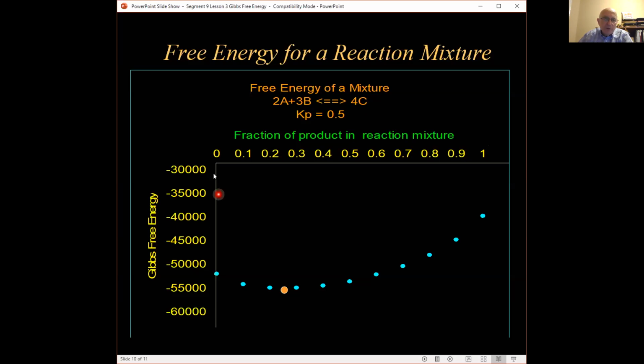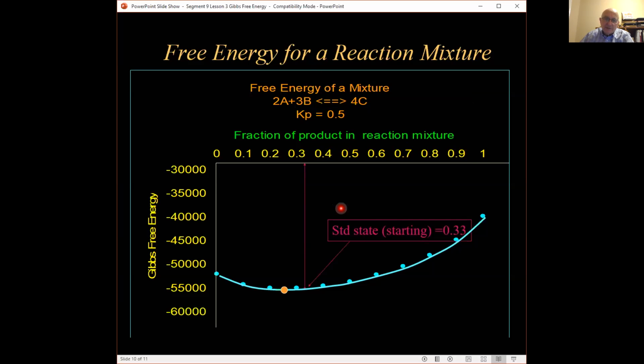So if you go from only reactants to only products, in this case, these are the points that you would reach in going from reactants to products. I could draw a curve through that like that. Now, at 1/3 reacted, that means I've got 1/3 of the moles present is A, and 1/3 is B, and 1/3 is C. That is the composition of the mixture, and that represents the standard state of that mixture.